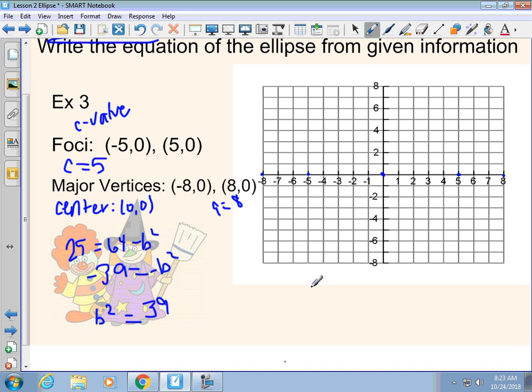So again, our center was 0, 0, so I'm just going to be writing x squared and y squared. So x squared plus y squared. And then underneath is going to depend on whether or not it's a horizontal or a vertical. Looking at the foci, we can always determine which one was on the major axis. What changed? It was our x values, right? Our x values changed. So that means this is a horizontal ellipse. Okay, so I'm going to now put my a squared value of 64 underneath my x's. And I'm going to put my b squared value of 39 underneath my y's, and I'm going to set it equal to 1.